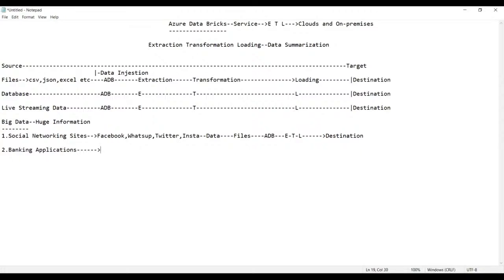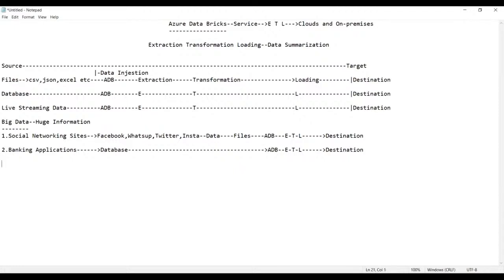Whenever you have banking applications, the data will be stored in the form of databases only, guys. From the databases, we pull in the data. Again, the same process: using ADB, Azure Databricks, we perform extraction, transformation, and loading. And finally, once we load it, ultimately it will be sent towards the destination.